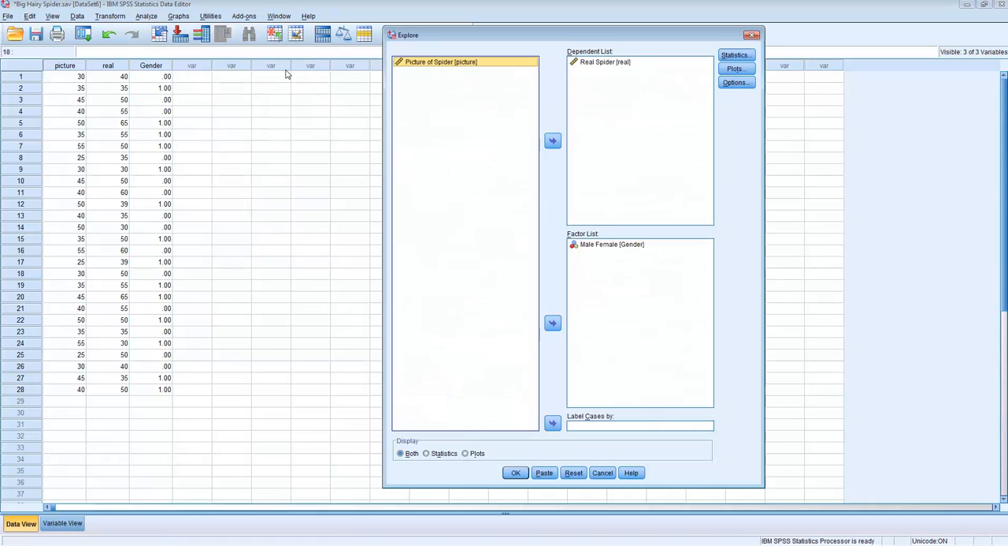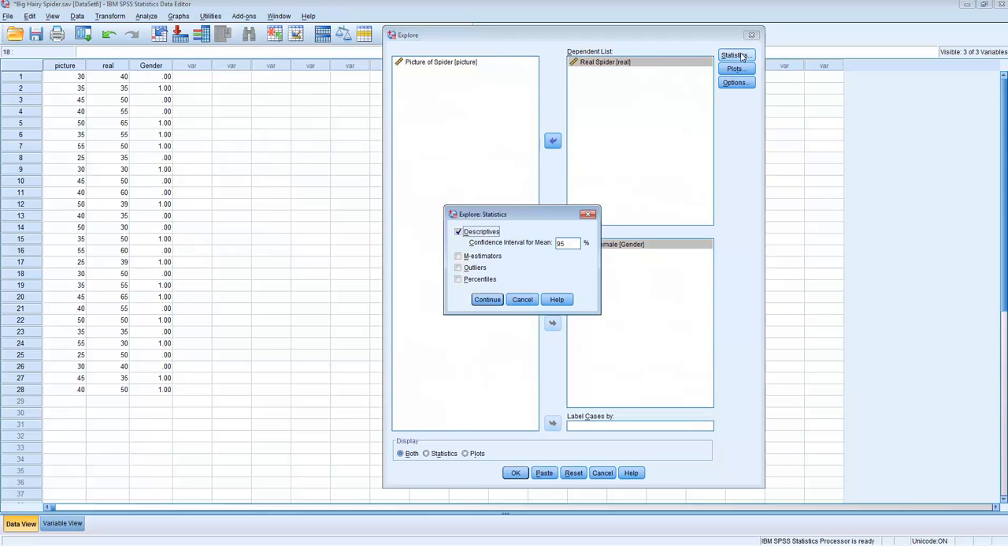So I'm going to click on Explore, and I'm going to go ahead and reset this. I will bring in my categorical variable as a factor. This is a factor with two levels, male and female. And I'm going to bring in real spider into the dependent list. For statistics, I'm okay with descriptives.